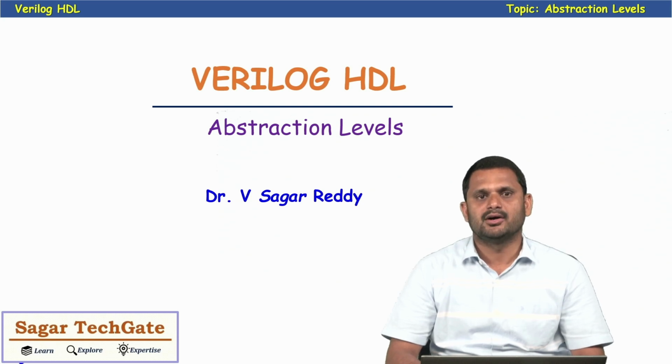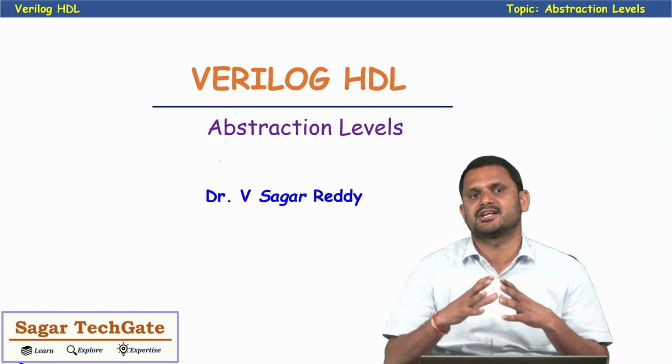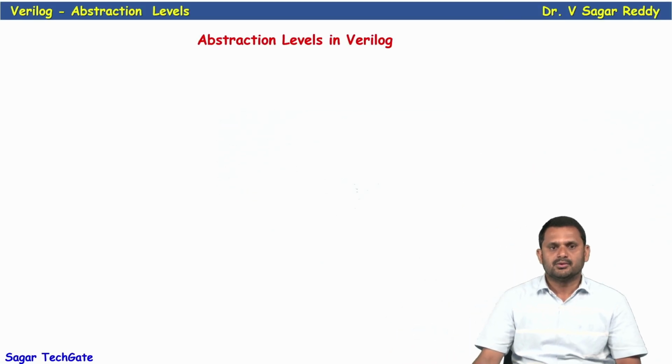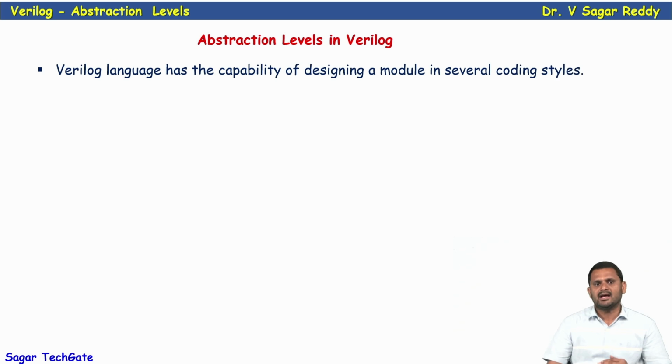In this video, we will discuss various abstraction levels in Verilog. Abstraction level refers to the different ways in which the hardware or structure can be designed or described. Verilog has the capability of designing a model in several coding styles.